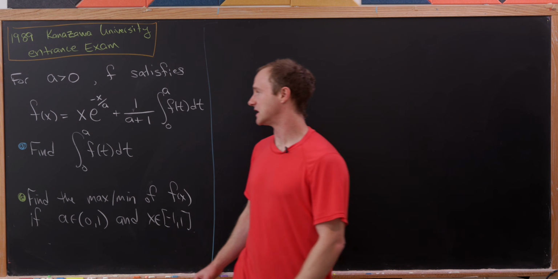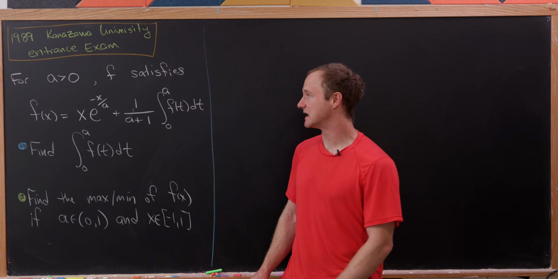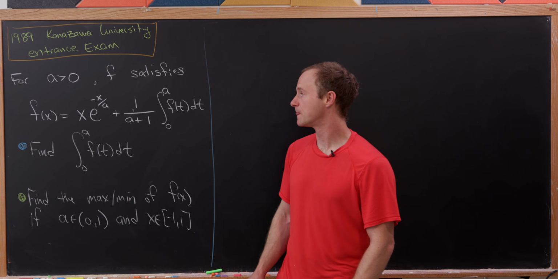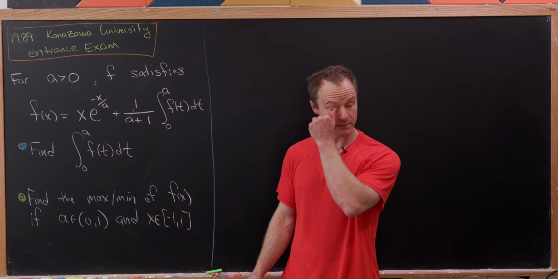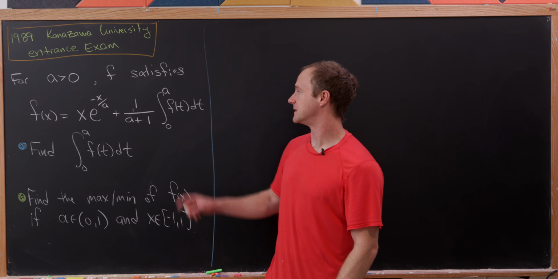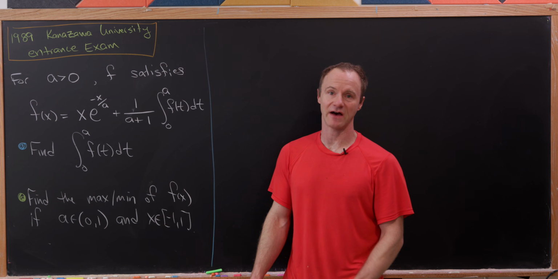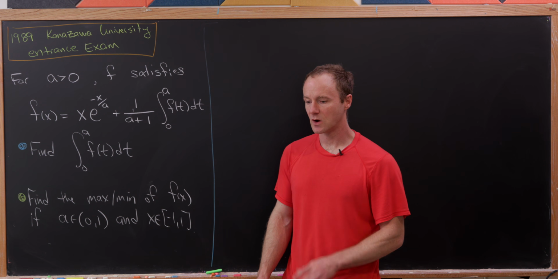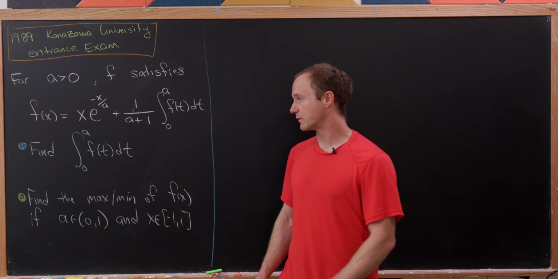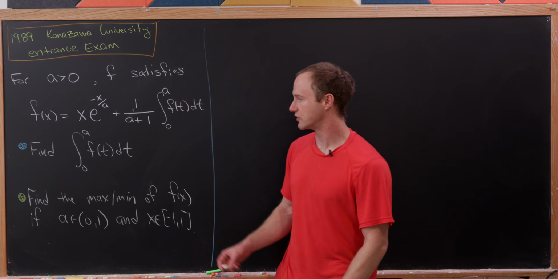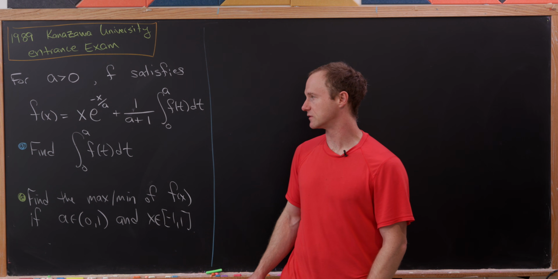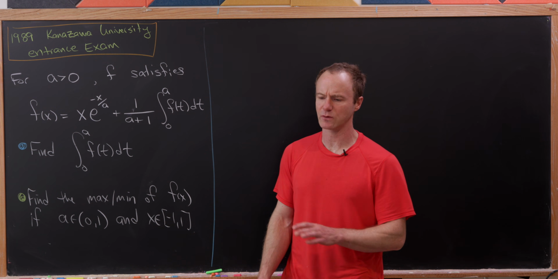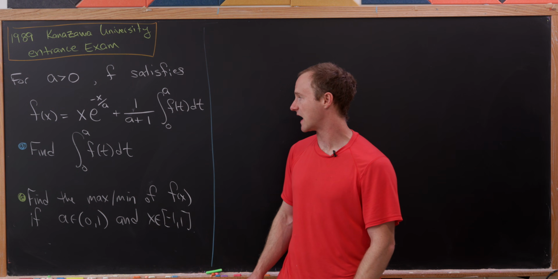So f of x equals x times e to the minus x over a plus 1 over a plus 1 times the integral from 0 to a of f of t dt. Okay, and our first thing that we want to do is determine the value of this integral from 0 to a of f of t dt. And we'll determine this in terms of a.